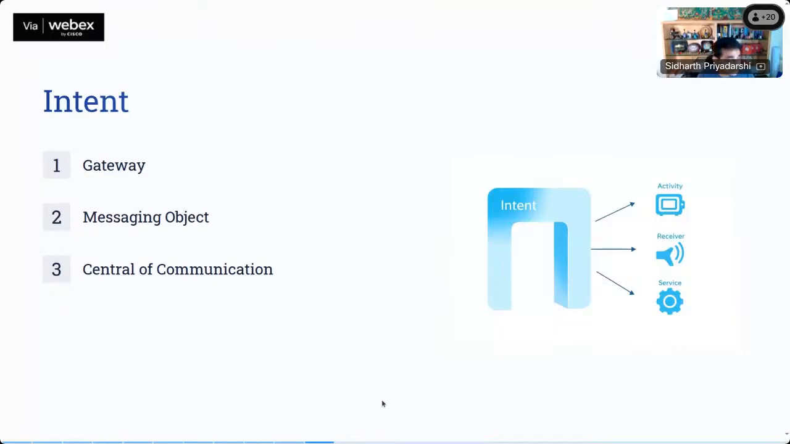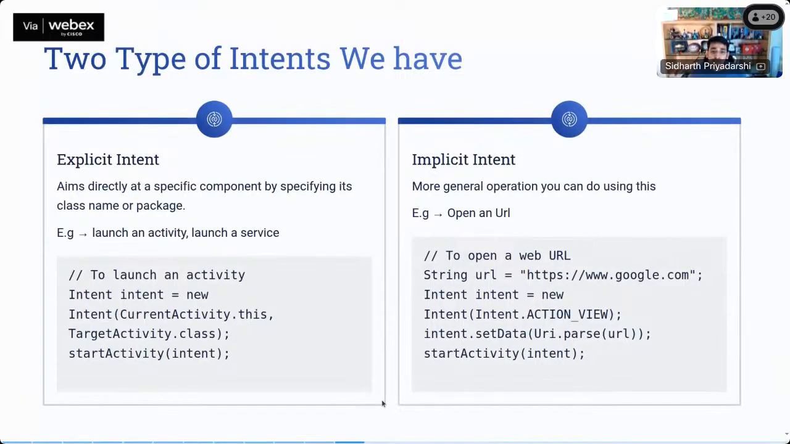We also call this a messaging object. Why do we say messaging object? Because all the components can communicate through it. If components want to communicate with each other, they are going to use intent only. That's why we call it a messaging object. This is a central point of communication. If your application wants to communicate with other applications, you do this with intent only. Of course, the Android operating system will act as a mediator here. And if the Android operating system wants to communicate with your Android applications, it also has to use intent only.